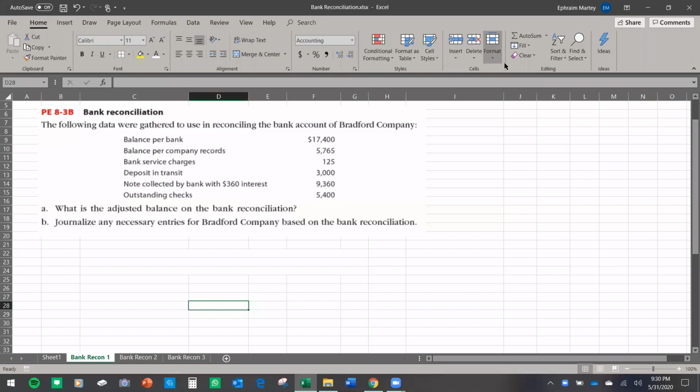Bank reconciliation is a process to make sure that the cash balance on the company's books matches the corresponding amount on its bank statement. At the end or the beginning of every month, your bank will send you a statement, and in today's world, you can just look it up on your online banking.